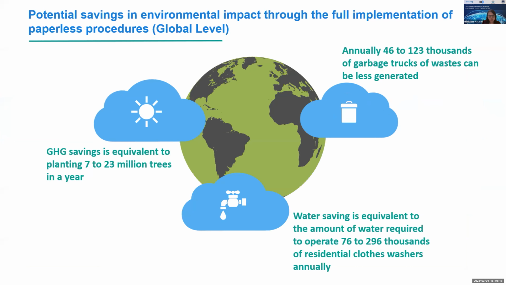Now, in this slide, let's see what the impact is at the global level. If we scale up the quantified amount at the global level, assuming the same set of parameters and the same industry, I mean, the textile industry, we can see that the greenhouse gas savings are equivalent to planting 7 to 23 million trees in a year. Similarly, the water saving is also huge. The amount of water that can be saved is equivalent to the water required to operate 76 to 296 thousand residential clothes washers annually. And also in a year, 46 to 123 thousand garbage trucks of waste can be less generated.